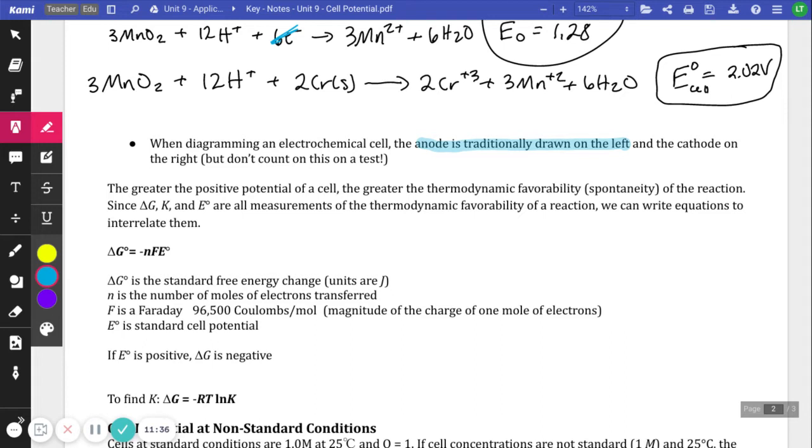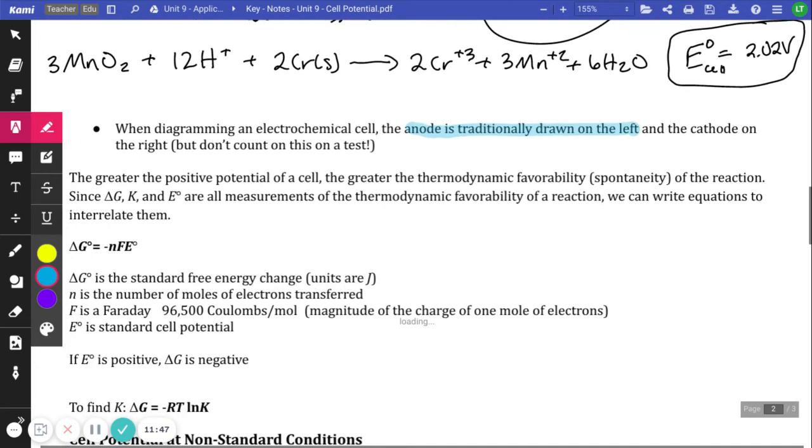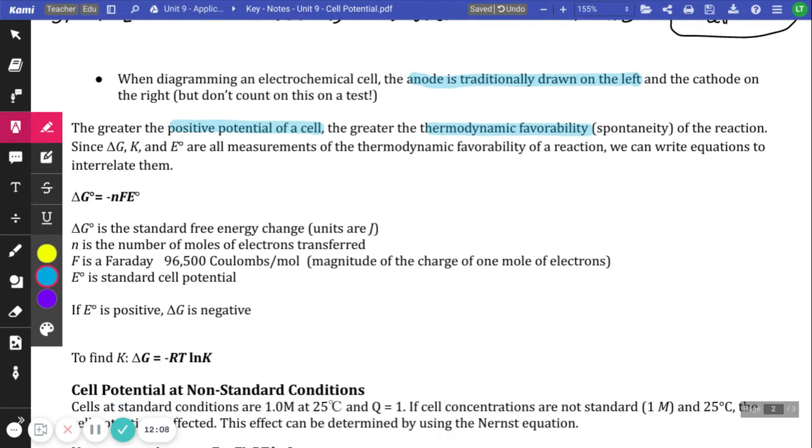So you can see that this could definitely be one of those free response questions that could tie in a lot of different units. So yeah, just to let you know. So let's talk about that relationship. The more positive the cell potential, the greater the thermodynamic favorability of the reaction. So since delta G, K, and E cell are all measurements of thermodynamic favorability of a reaction, we can actually write equations to interrelate them.